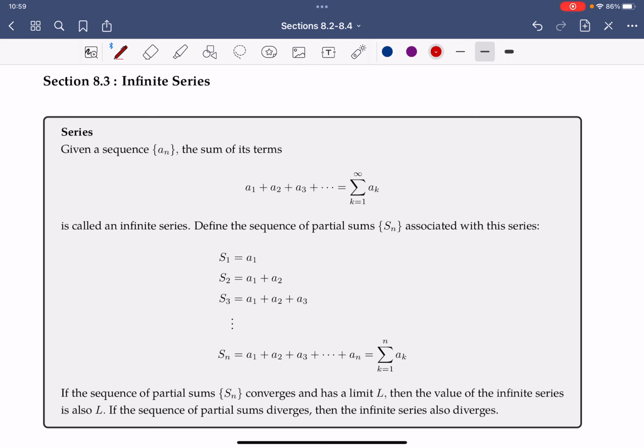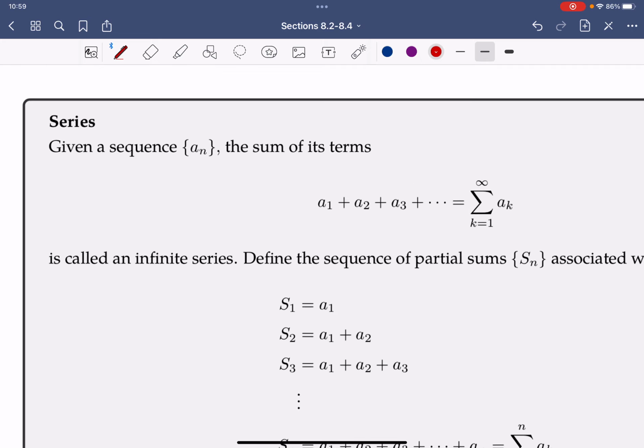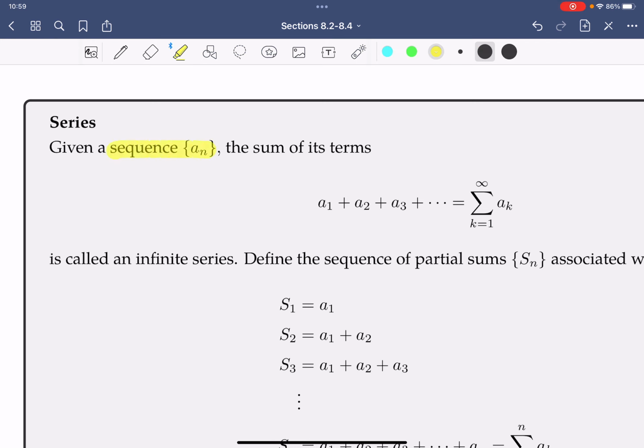Okay, so let's talk about series. You already know what a sequence is. The sequence is actually a function that has a domain of natural numbers. So when I say this notation for a sequence, it's going to be A1, A2, A3, A4, and so on. This is a sequence. Mostly we are interested in the convergence and divergence of the sequence here.